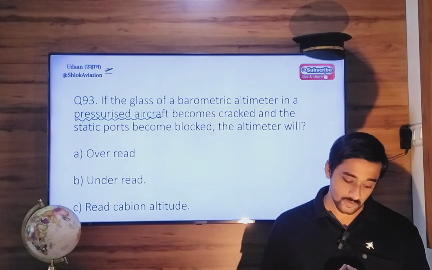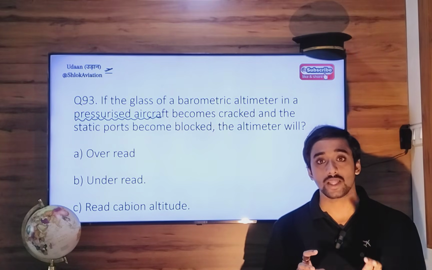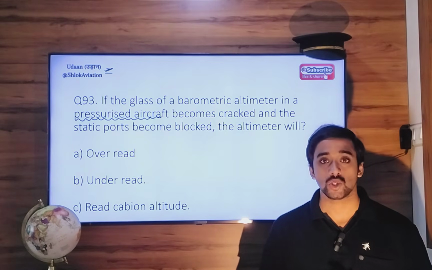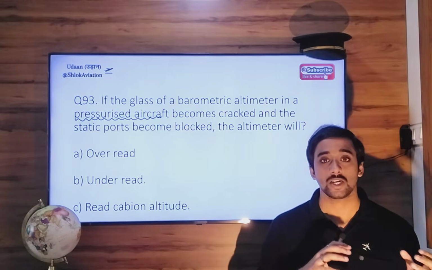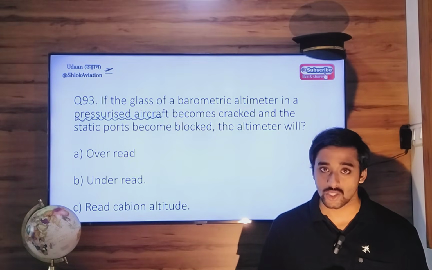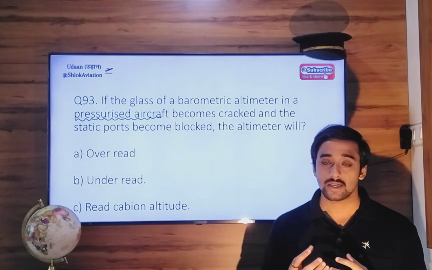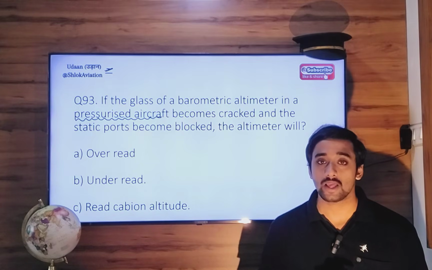Now, what does it mean when the glass of a barometric altimeter is broken? The face of the altimeter is broken and the static ports are also blocked. The static ports are the way through which outside static pressure enters the back of the altimeter instrument. When it enters, this static pressure has some effect on the aneroid capsules.